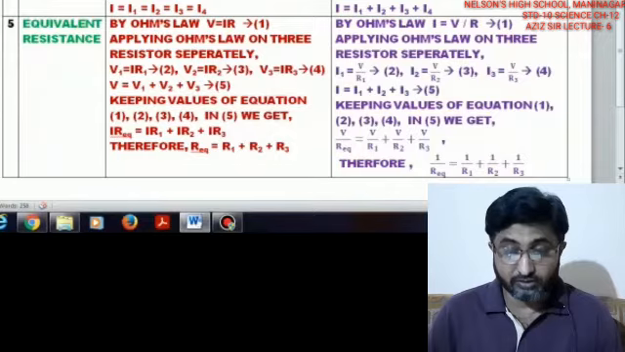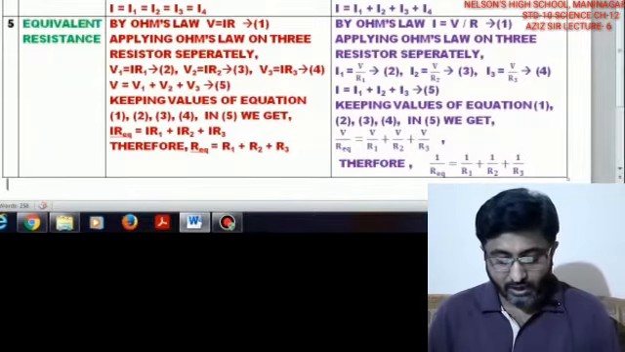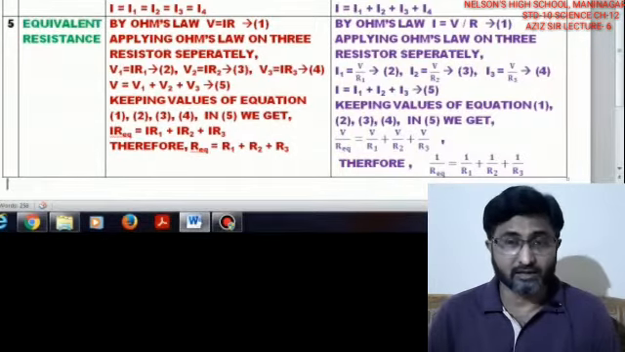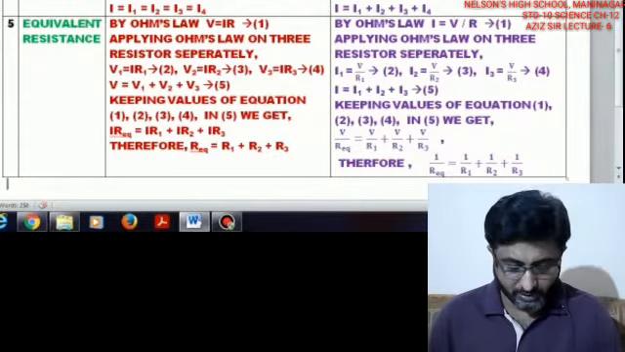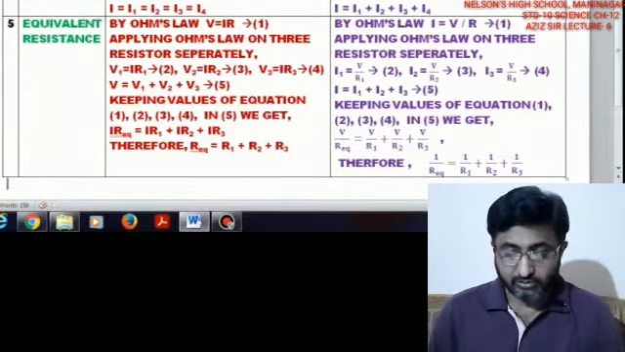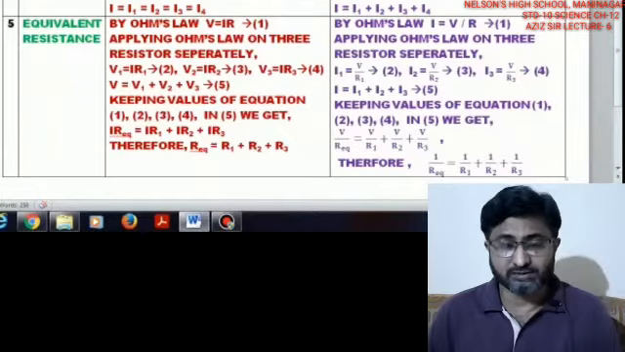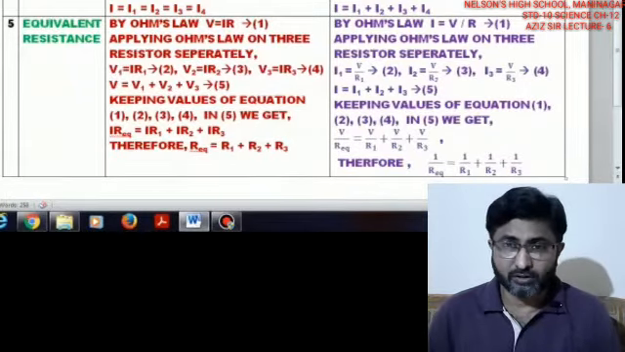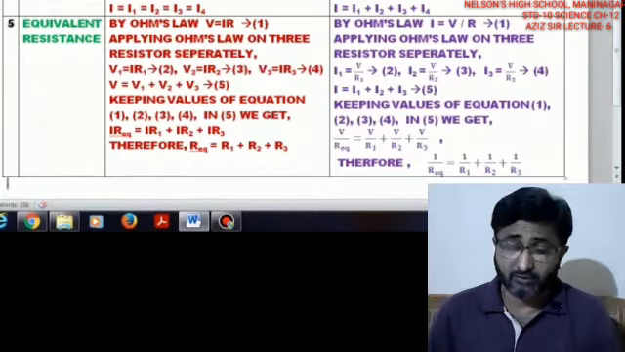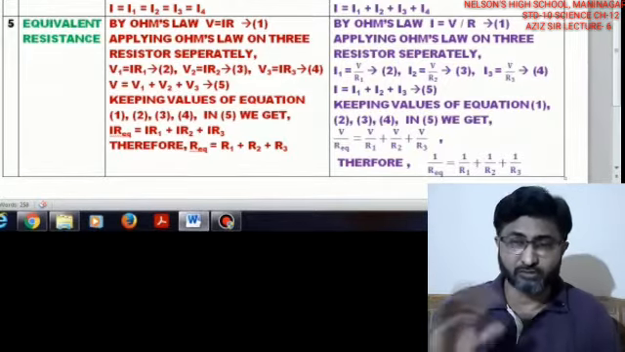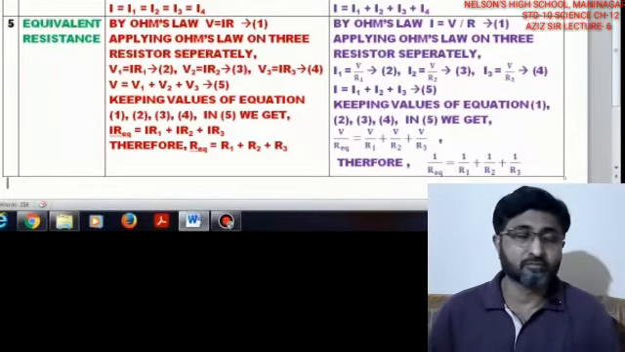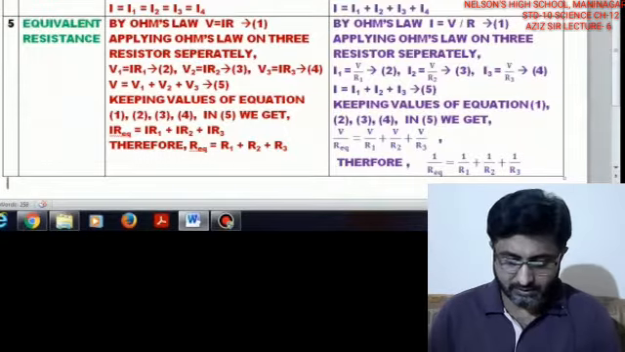In the same way, for 3 resistors we are taking, R equivalent will be equal to IR1 plus IR2 plus IR3. So cancelling I from both sides, taking it out common, we get R equivalent. Equivalent means the total summation of the resistance, which will be equal to R1 plus R2 plus R3.